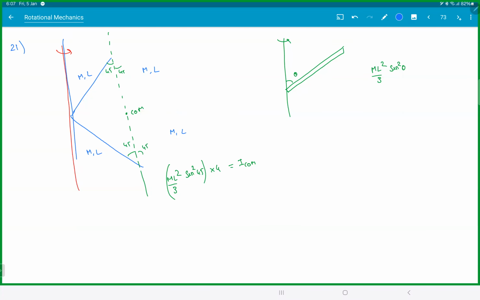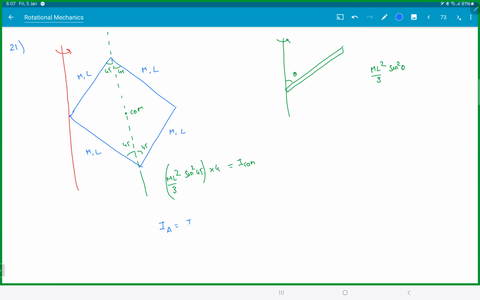Problem is, if I try to do this about this axis, this I will know, but this will be a pain. I have to find about this axis and then shift parallelly. Are you getting it? You always have to shift it from the center of mass. You can't shift it from wherever you want.